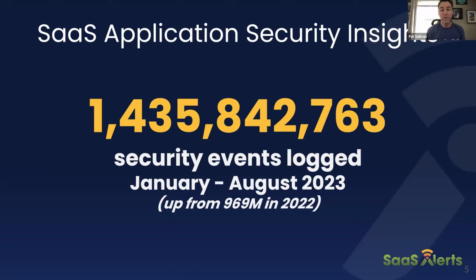Our SASI report, which we do once a year, covers the past 8 months from January through August, in which 1.4 billion events were logged. That's 1.4 billion different events that happened inside of SaaS Alerts that we actually acknowledged and logged. Over the past 8 months, that breaks down to about 179 million per month, or just over 5 million per day.